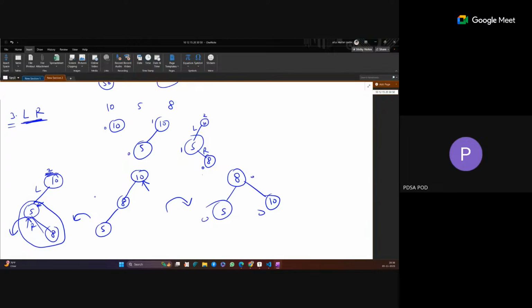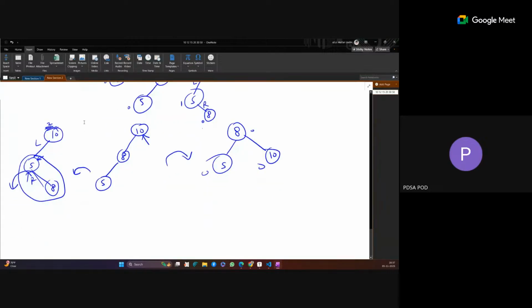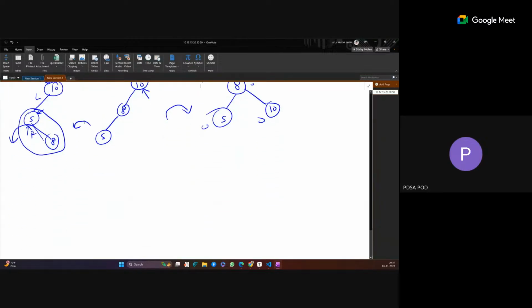So remember that for LL only one rotation, for RR only one rotation, but for LR or RL we require two rotations: first on the child and then on the same node. Okay, so this is the main idea of rotations for LR, and RL is just the reverse of this.